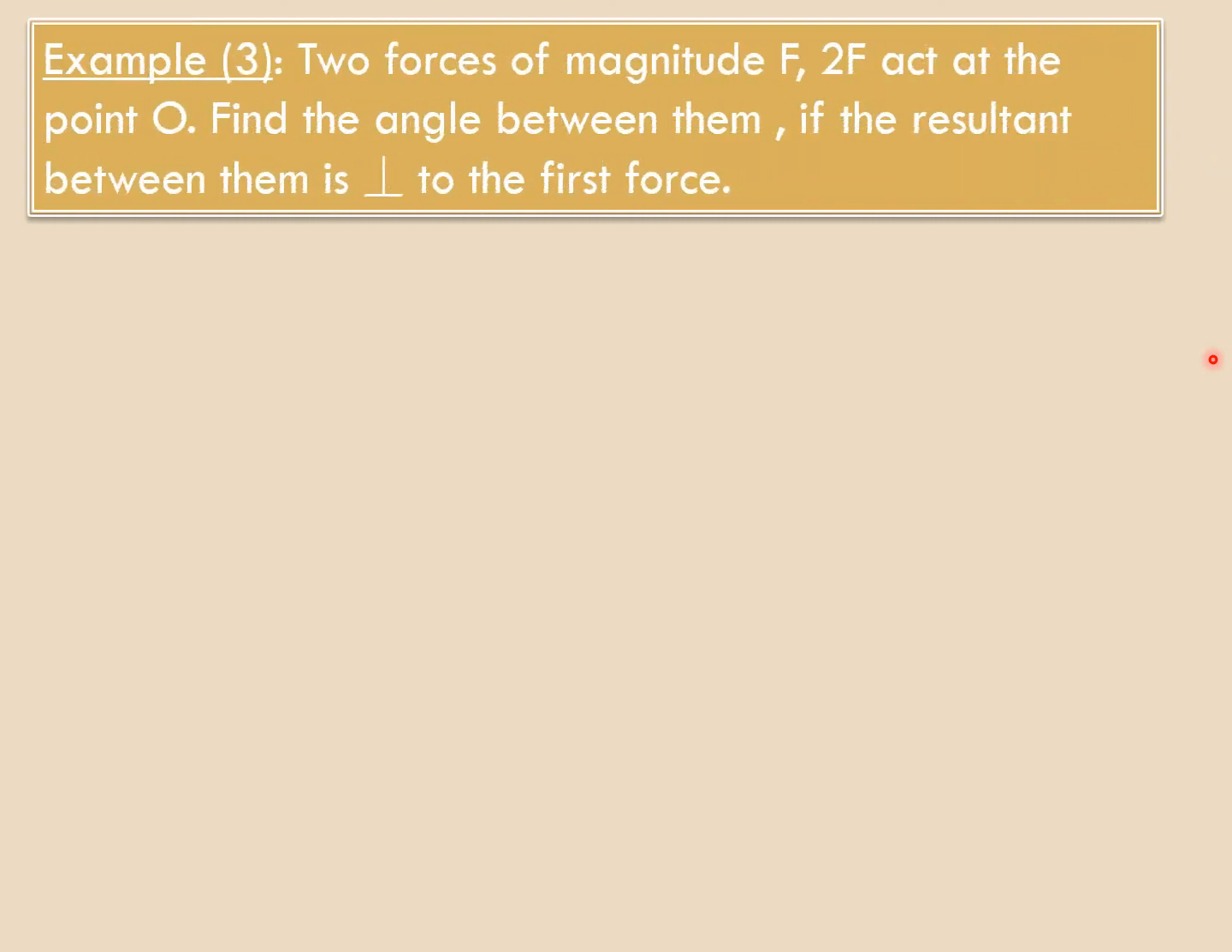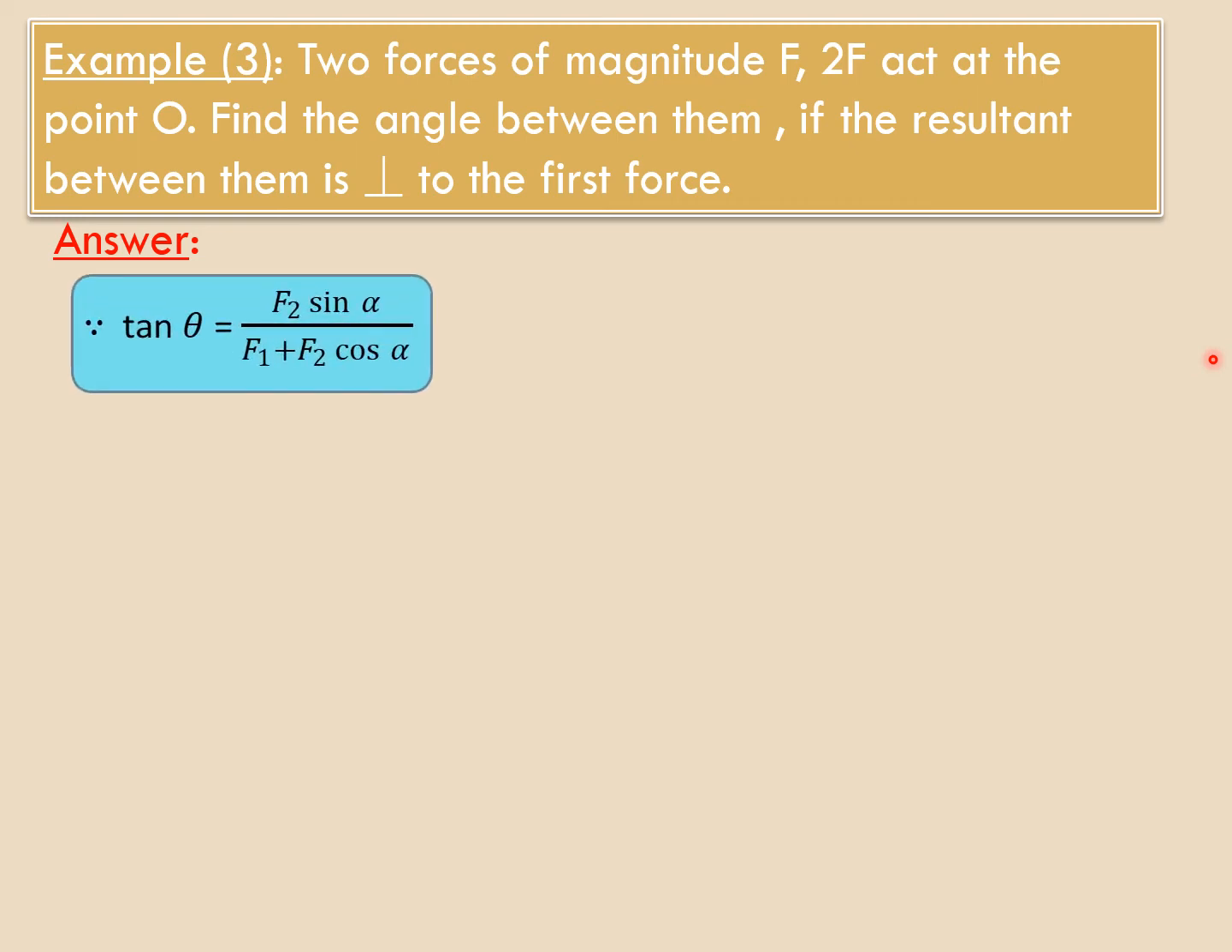Example number 3. Two forces of magnitude F and 2F act at one point O. Find the angle between them if the resultant is perpendicular to the first force. This is our special case: tan theta equals F2 sine alpha over F1 plus F2 cosine alpha. Tan 90 is undefined, so the denominator will be 0. So F plus 2F cosine alpha equals 0.